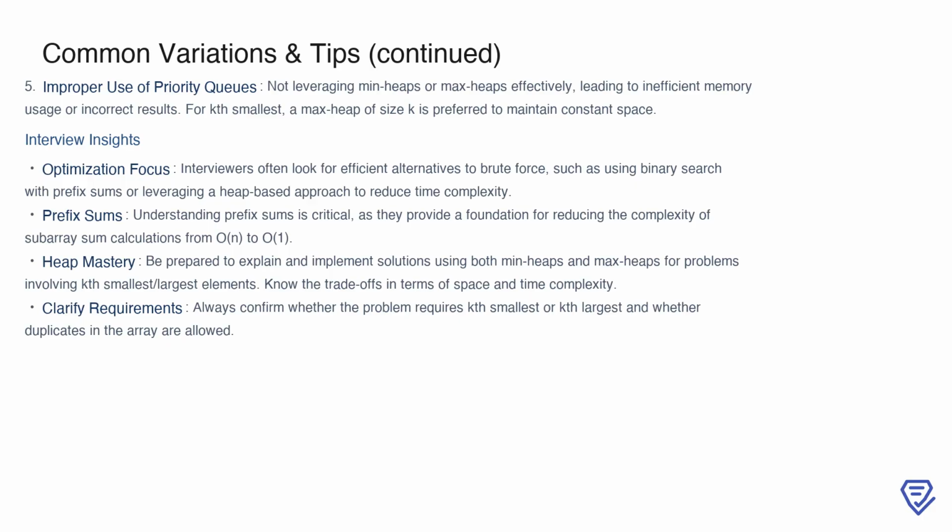Additionally, be comfortable explaining and implementing heap-based solutions, as these are frequently used in problems involving kth smallest or largest elements. Being familiar with both min heaps and max heaps, along with their trade-offs in terms of time and space complexity, is essential. Lastly, always clarify the problem's requirements up front. Confirm whether duplicates in the array should be considered and whether the task involves finding the kth smallest or largest element. These details can significantly affect your approach.